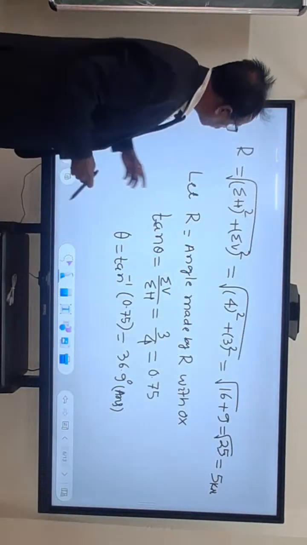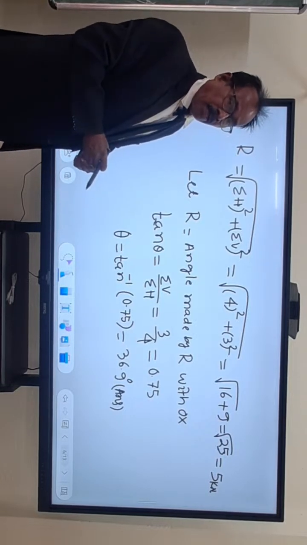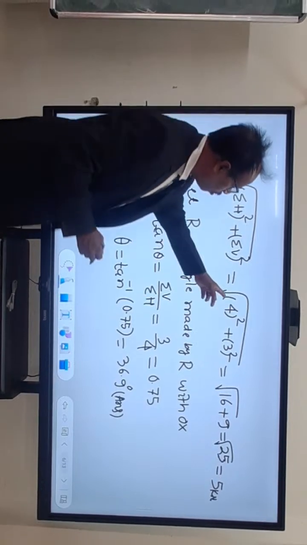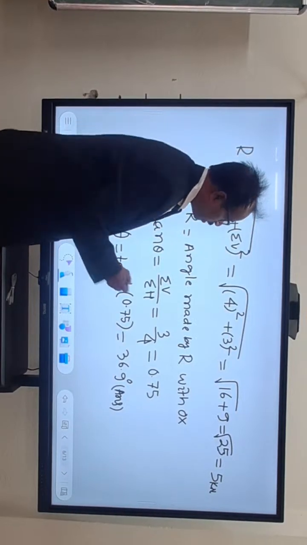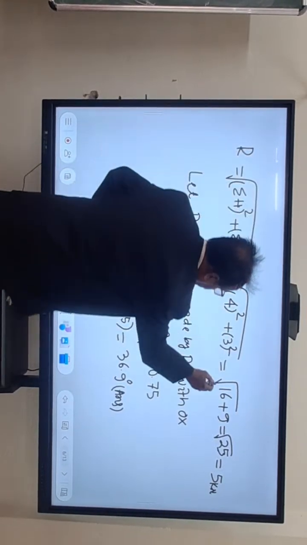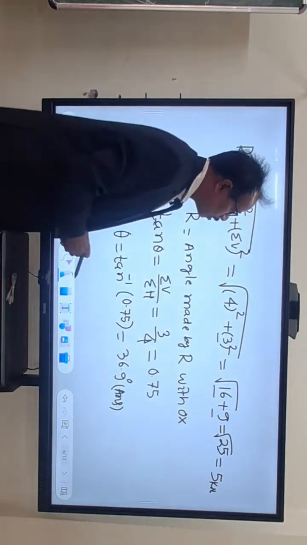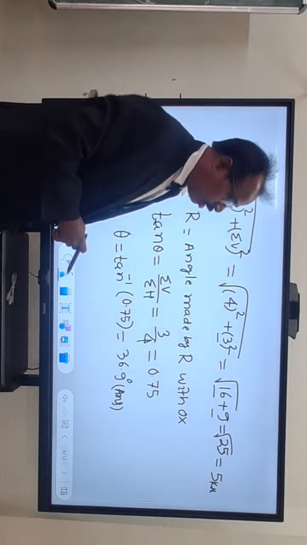You know that resultant force R is equal to square root of delta H square plus delta V square. Here, delta H is equal to 4 square, delta V is equal to 3 square. 4 square is equal to 16. 3 square is equal to 9. That is 25. Root over 25 is equal to 5 kilonewton.